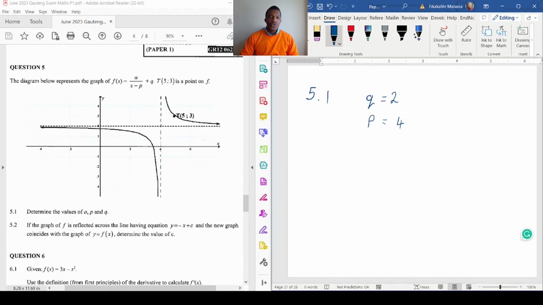Okay, to now solve for A, let's rewrite the equation of this function, which you are still going to write in the comment section what it is.